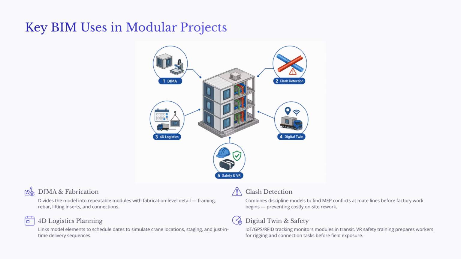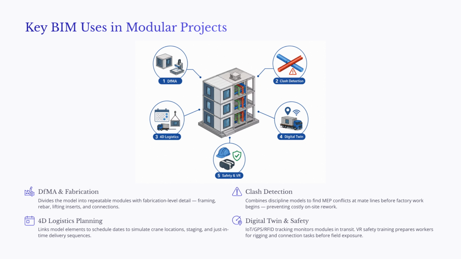First, BIM supports design for manufacture and assembly, or DFMA. The model helps divide the building into repeatable modules and assemblies. It can also include fabrication-level information such as framing members, rebar, lifting inserts, and connection details. This helps ensure that the design can actually be manufactured.